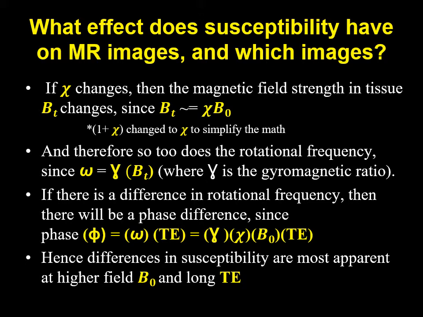If there is a difference in rotational frequencies, then there will also be a phase difference, since phase is equal to the rotational frequency multiplied by the interval at which the signal is measured relative to the excitation pulse. This is usually denoted as TE. So if we substitute the formula, phase is equal to the gyromagnetic constant times the magnetic susceptibility, chi, times the applied field, times the TE. If you follow through with this formula, you'll notice that differences in magnetic susceptibility are most apparent at the higher magnetic fields and at the longest TEs. So if you want a highly weighted susceptibility weighted image, do it at high field strength and with a long TE.